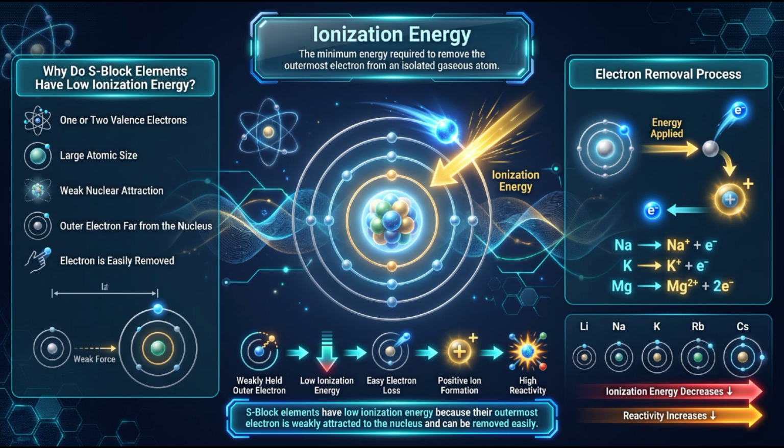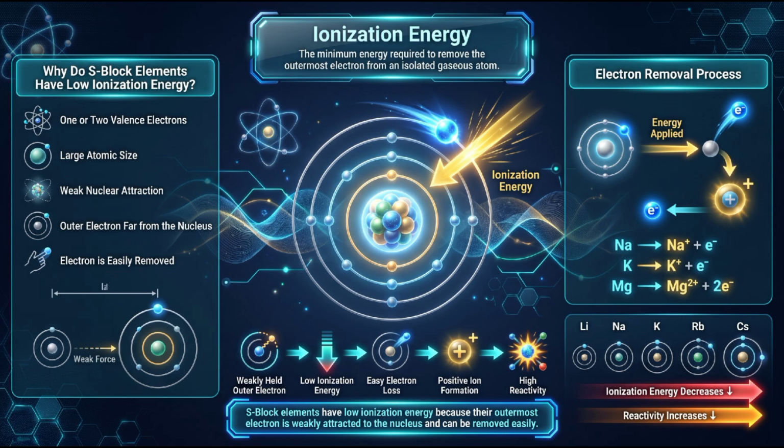These valence electrons are located in the outermost shell and are much farther from the nucleus than the inner electrons. Since only one or two electrons occupy the outer shell, the atoms can achieve a stable noble gas configuration simply by losing these electrons. Therefore, the atom naturally tends to lose them during chemical reactions.